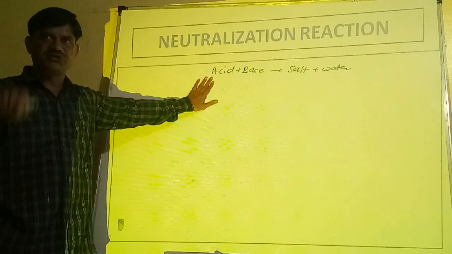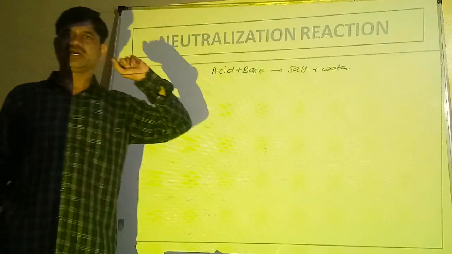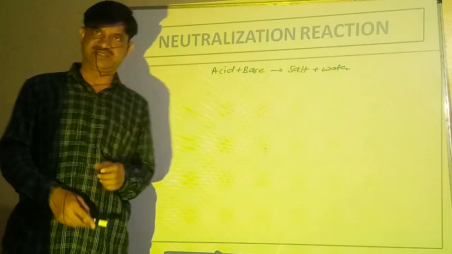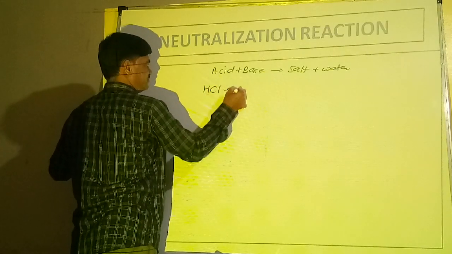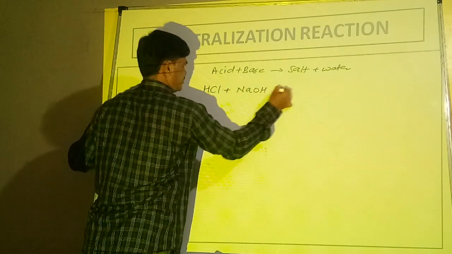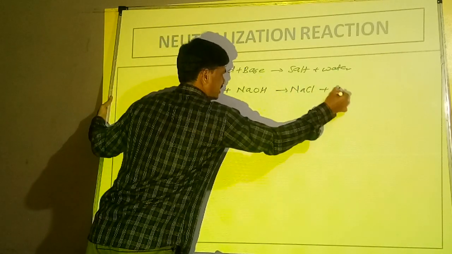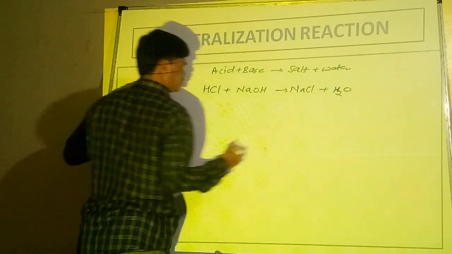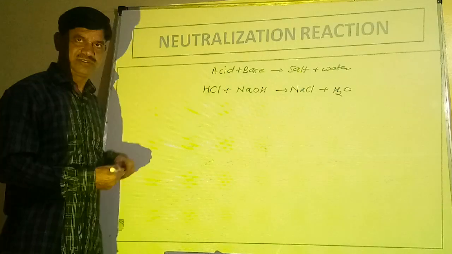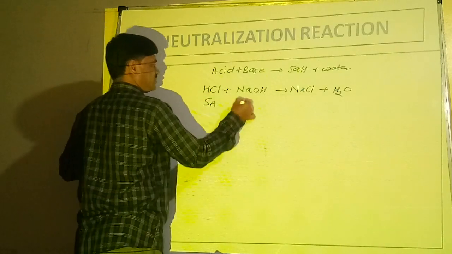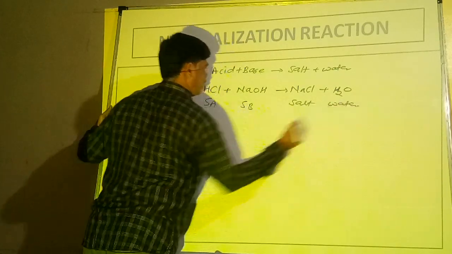But instead of this definition, acid and base react to produce salt and water, we are focusing on another important definition. For that purpose, check this example. This is HCl, this is NaOH. What type of product are you getting? Salt, NaCl. What is the other product? H2O. So the example is HCl plus NaOH gives rise to NaCl plus water. Now tell me, this is a strong acid, this is a strong base, this is the salt, and this is the other product, water.